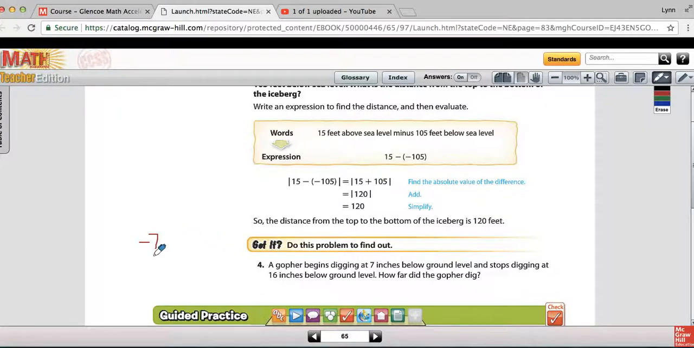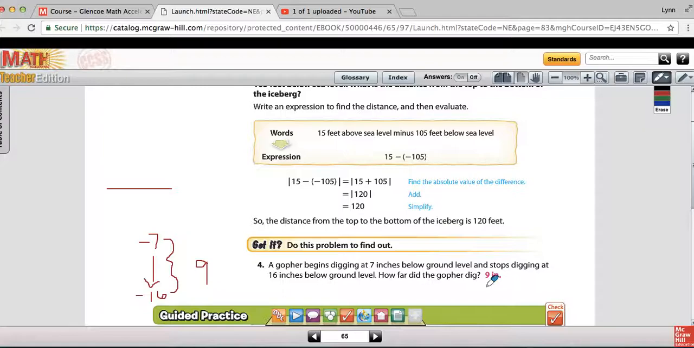So we're at negative 6, and we go down, negative 7, and we get down to negative 16. How far are those two numbers apart on the number line? I know it's a vertical number line here versus a horizontal number line, but we're asking the distance between negative 7 and negative 16, which is a total of 9 units. And so the gopher has dug 9 inches.